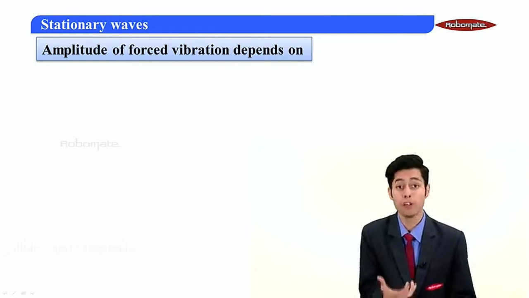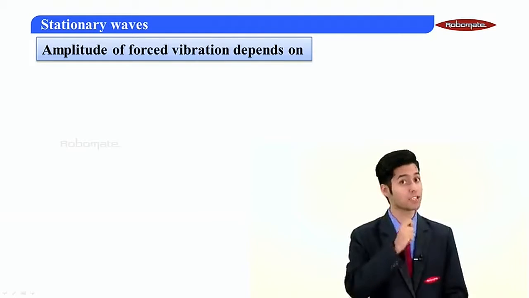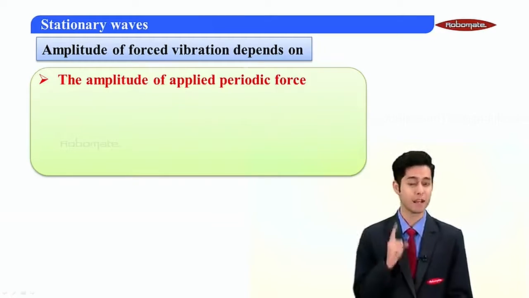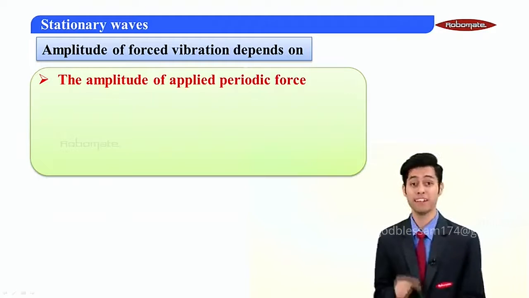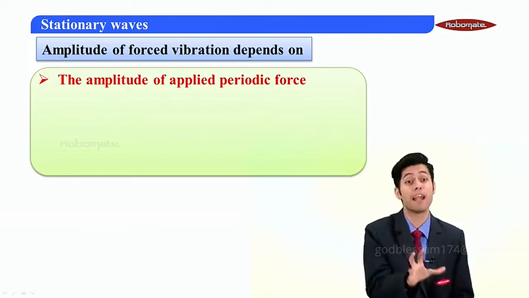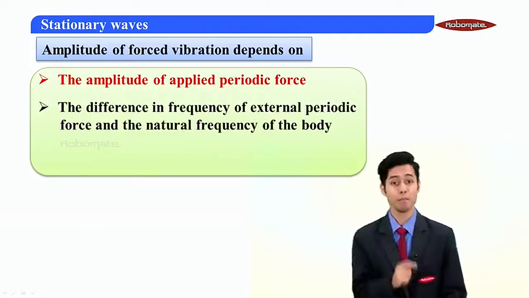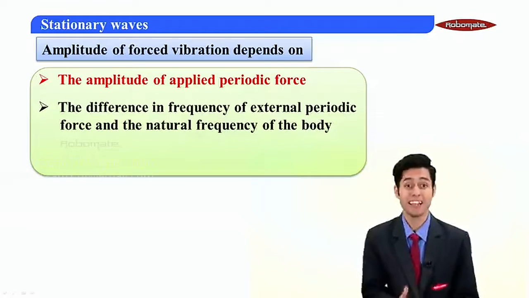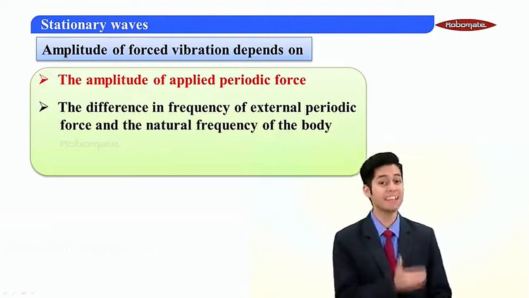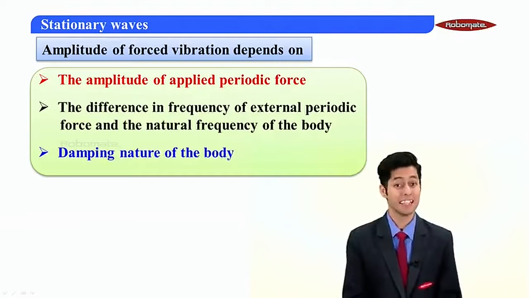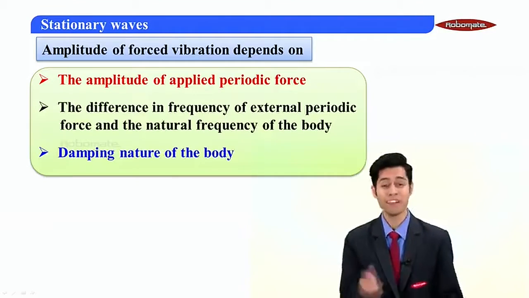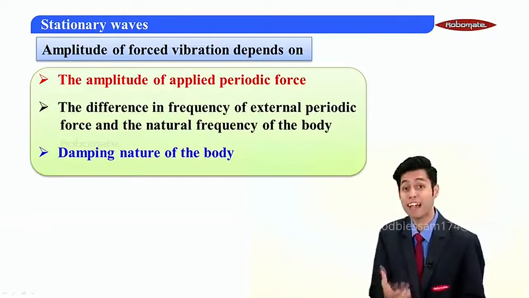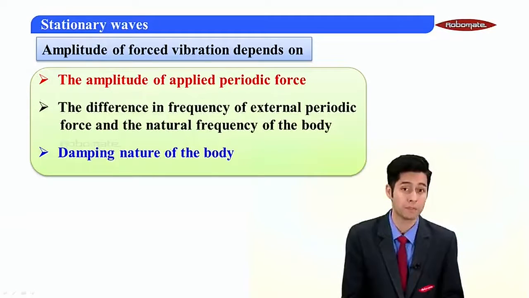So can I say amplitude of forced vibration must depend on some quantity? And those quantities on which this amplitude depends are: number one, amplitude of the forced vibration depends on the amplitude of the applied force. Second thing, amplitude of the forced vibration depends on the difference in the frequency between the external periodic force and the natural frequency of the body. Third, the amplitude also depends on the damping nature of the body. So these are the three basic factors on which the amplitude of the forced vibration depends on.